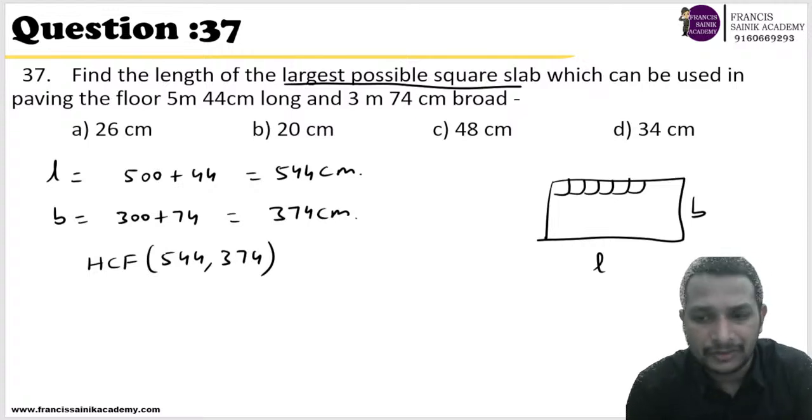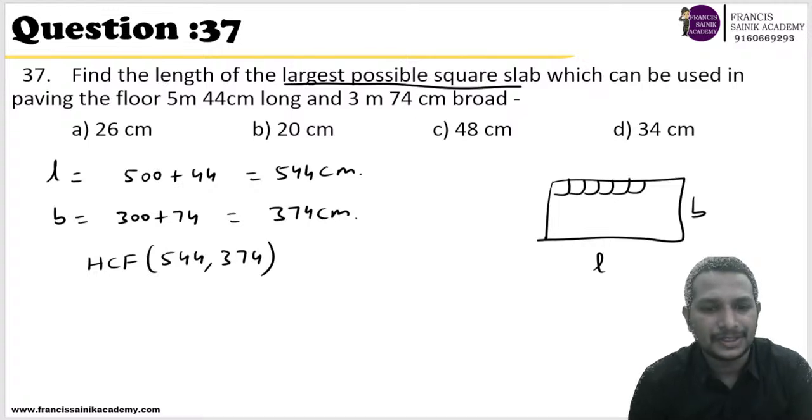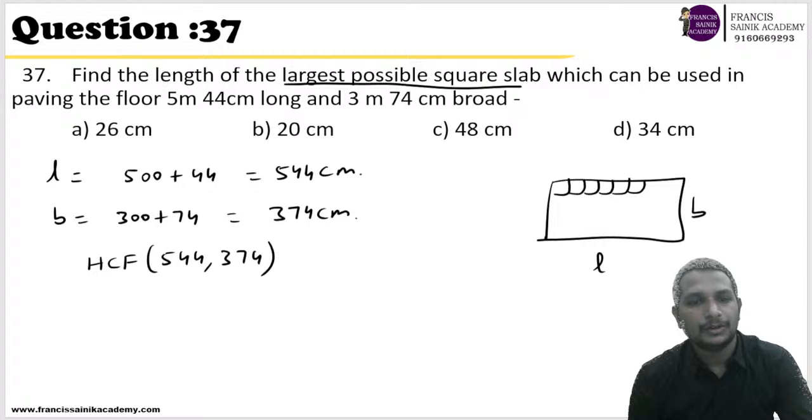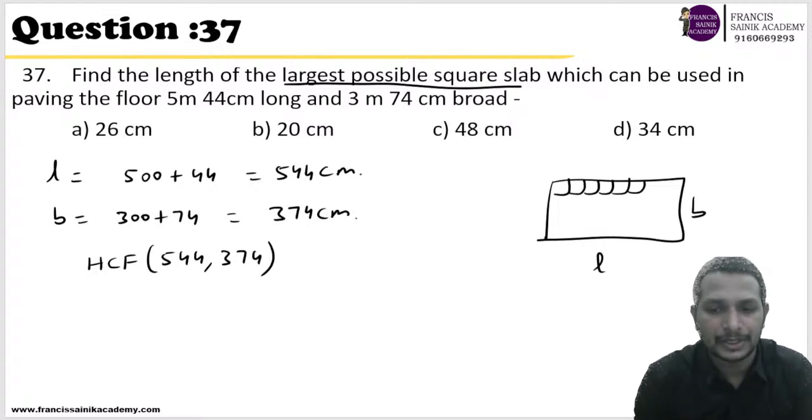Next, HCF of 544 and 374, right? We are asked to find the HCF of these numbers. While finding the HCF of these two numbers, what do we need to do? First thing you need to check is the HCF of the numbers.